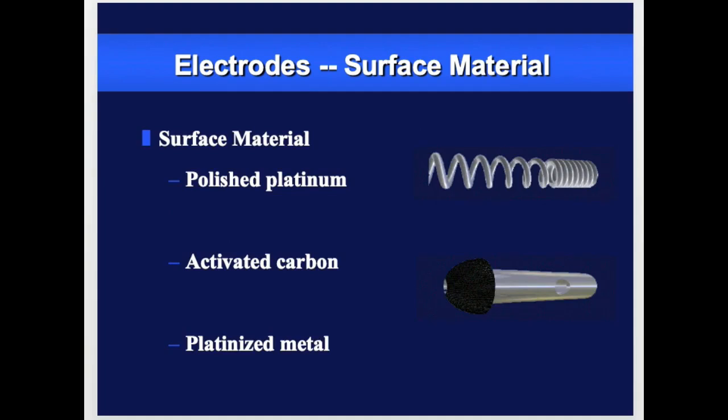Many electrically conductive materials have been used for the surface material of pacing electrodes. Platinum and activated carbon are used extensively in today's lead electrodes because they exhibit the favorable properties of being corrosion resistant, biocompatible, and low polarization.